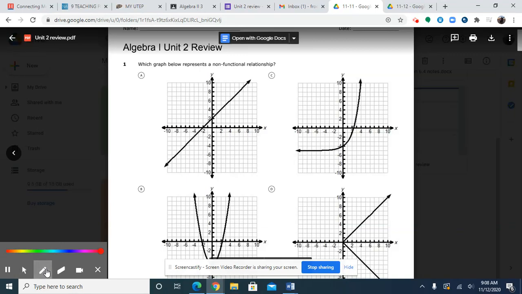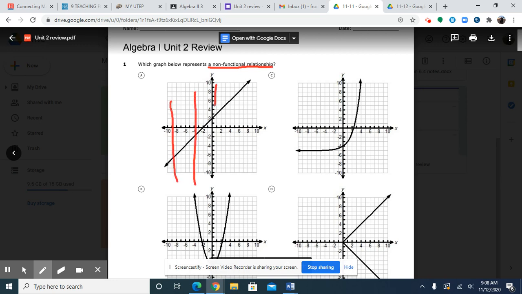Okay, so with question one, you need to look at the functions and the relationships. We need to determine whether a graph is a function or not, and in this case, we're looking for one that is not a function. Now, whenever we have a graph, we can easily just use the vertical line test to find out whether a graph is a function or not.